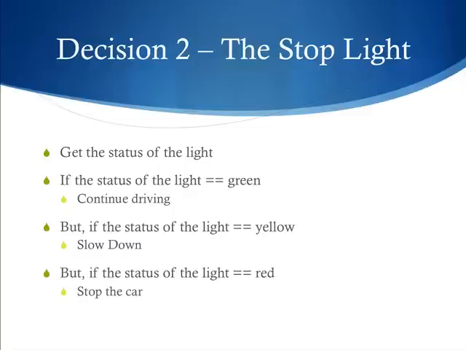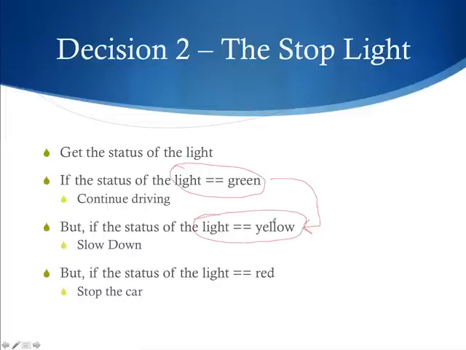Keep in mind, if we're looking at this first statement right here, that light is either green or it's not. If it's not, then we can proceed down to the next test. But it's either true or false. There's no in between. If it's false, we can test it for something else. We can test it to see if it's yellow.